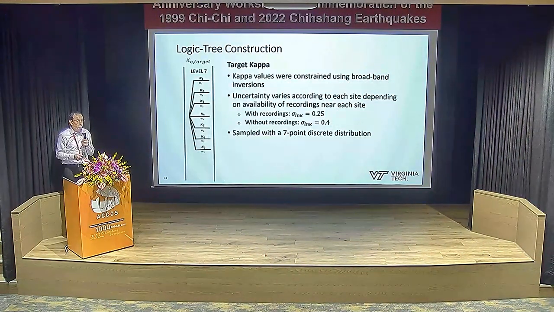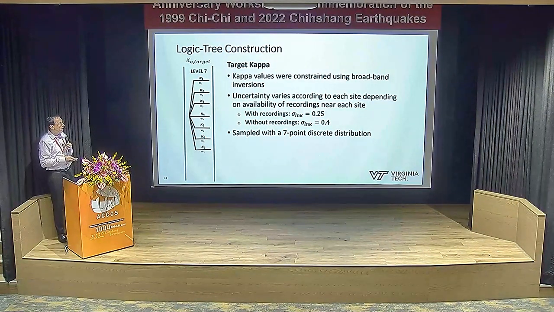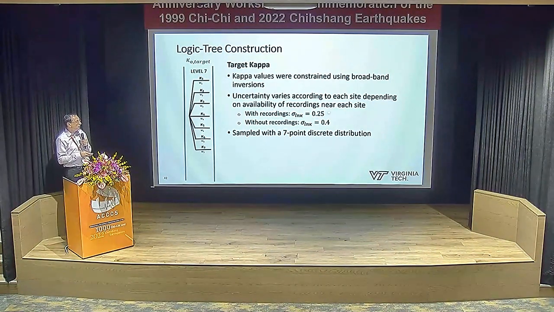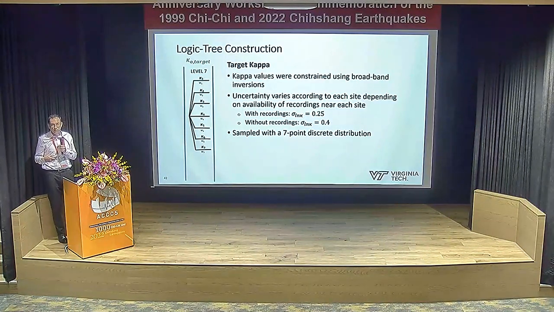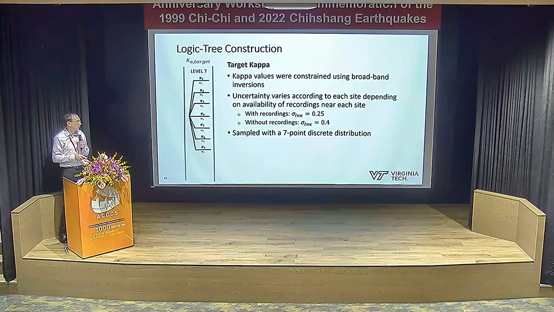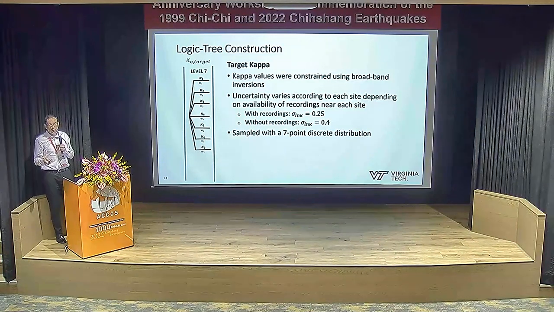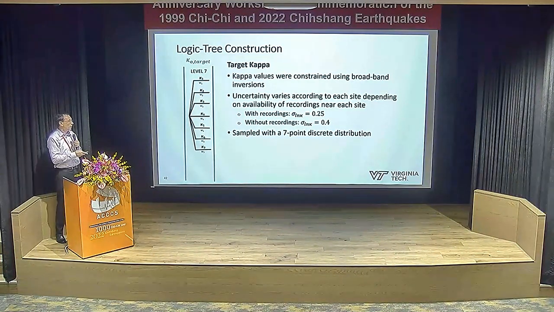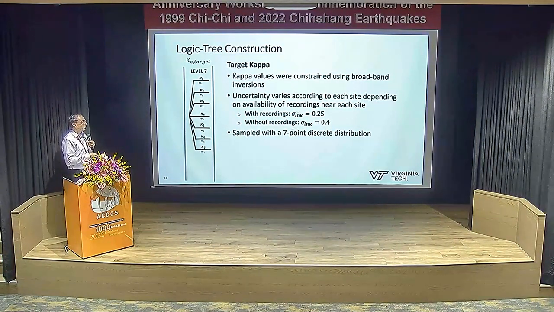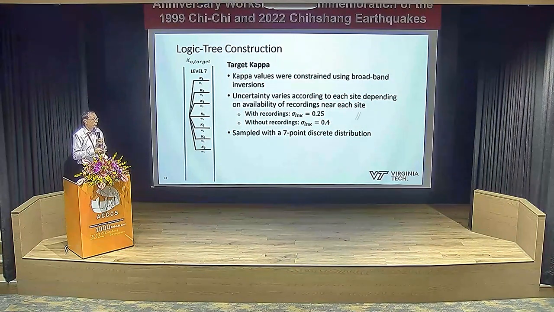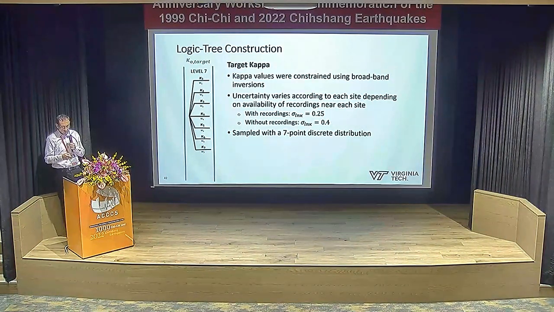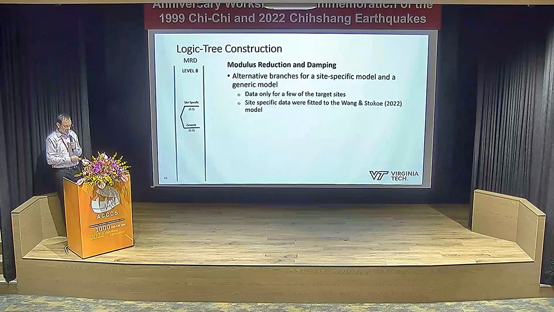And finally, we had kappa. One important point to make here is that we had sites where we had instruments and we could measure records and make an estimate of kappa through inversions. At these sites, we had much lower uncertainty on kappa. At sites where we did not have instruments, we had a higher uncertainty in kappa. And this is a big change to the high frequency hazard. Another reason to have measurements.